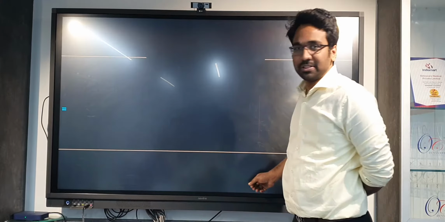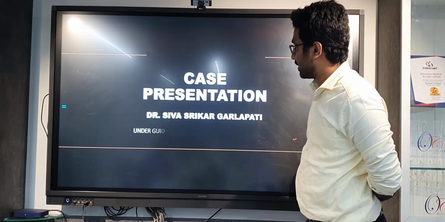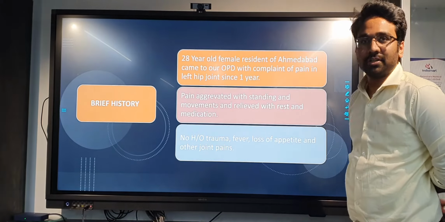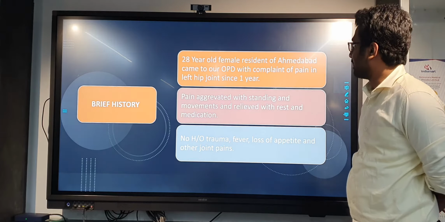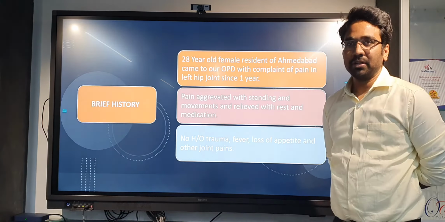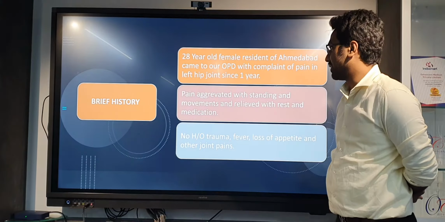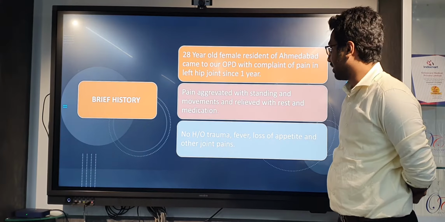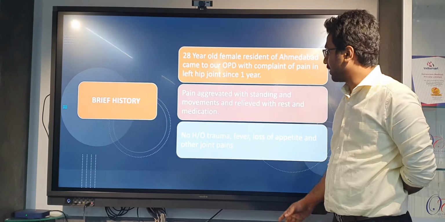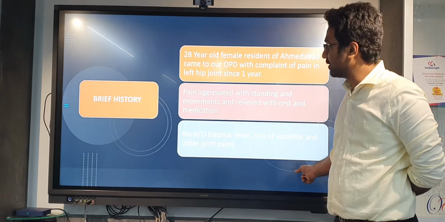I am here to present a case that we have done recently. This is a case about a 28-year-old female, a resident of Ahmedabad, who came to our OPD with the main complaint of pain in the left hip joint since 1 year. Her pain was present through her activities, gets aggravated with standing and movements, and is occasionally relieved with rest and medication, but most of the time she had the pain. There was no history of any trauma, fever, loss of appetite or any other joint pains.